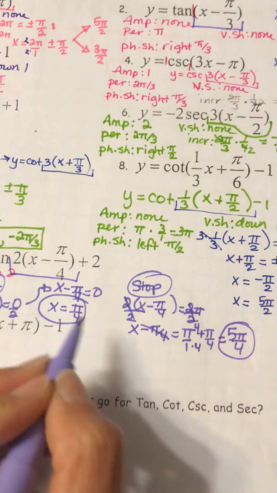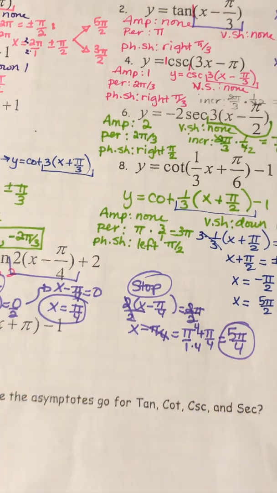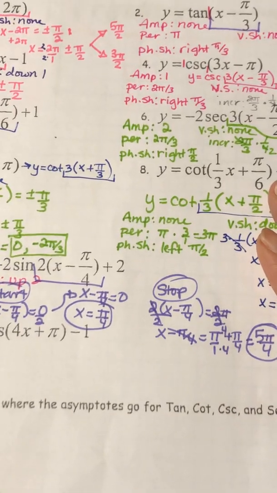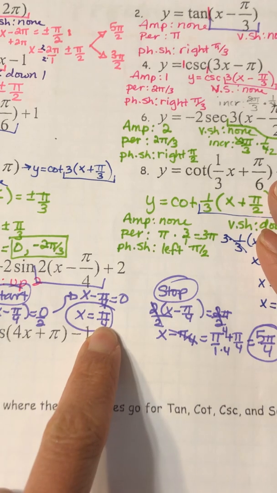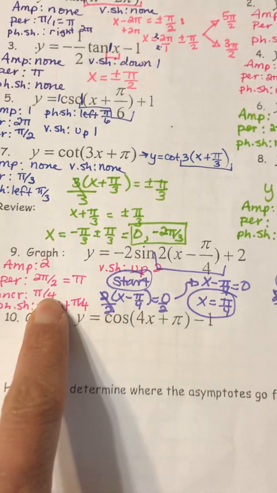So we're starting at pi over 4. We're ending at 5 pi over 4. So I'll find the increments on the graph paper since I'm out of room now. Okay, so we know that we're starting at pi over 4 and my increments are pi over 4. So I'm going to add pi over 4 each time until I get to the end.